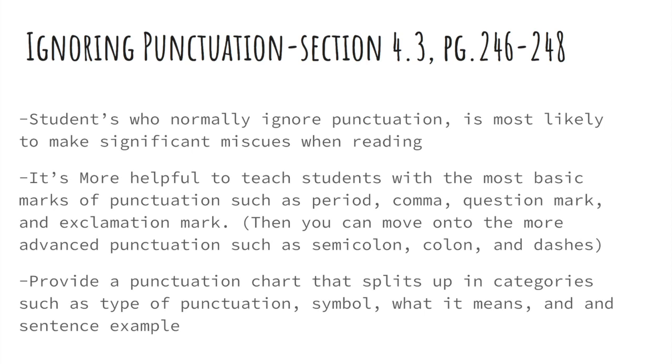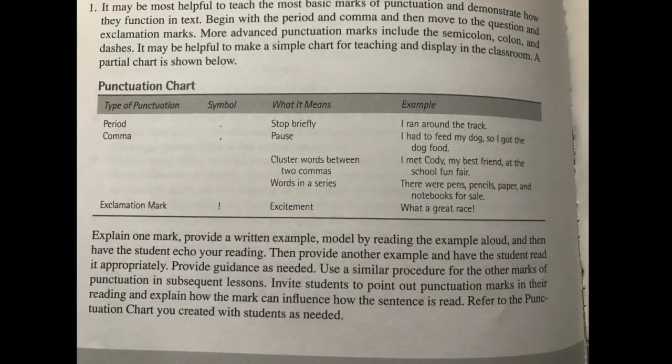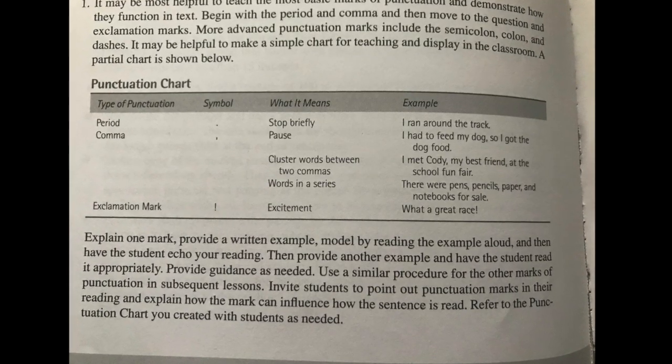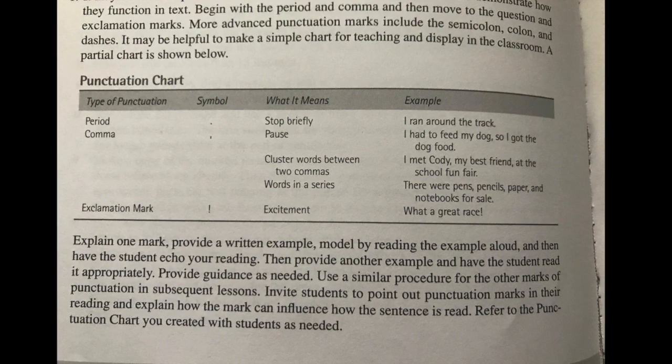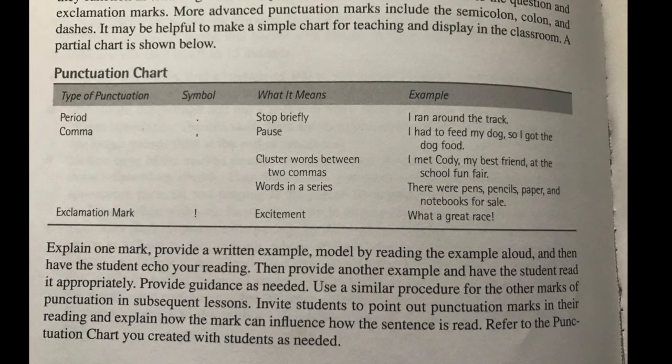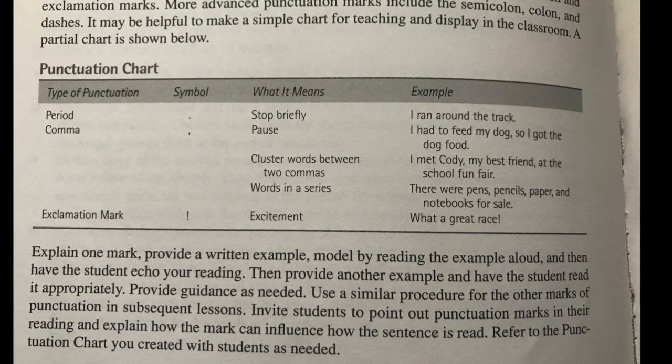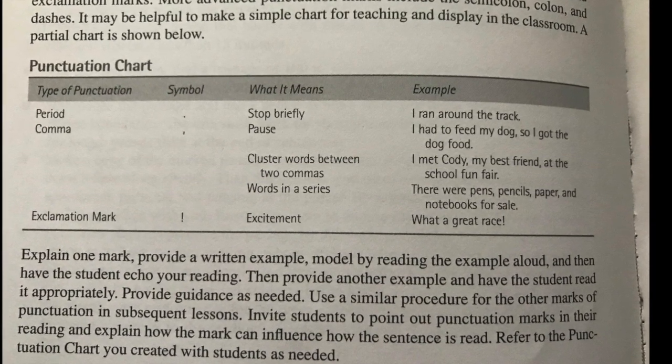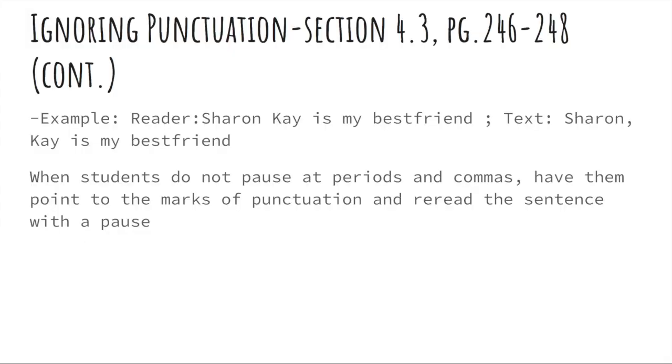You should provide a punctuation chart that is split up into categories such as types of punctuation, symbol, what it means, and a sentence example. For example, under the chart, it says types of punctuation, period. The symbol shows a period, what it means, stop briefly, and the example is I ran around the track. When students do not pause at periods and commas, have them point to the marks of punctuation and reread the sentence with a pause.